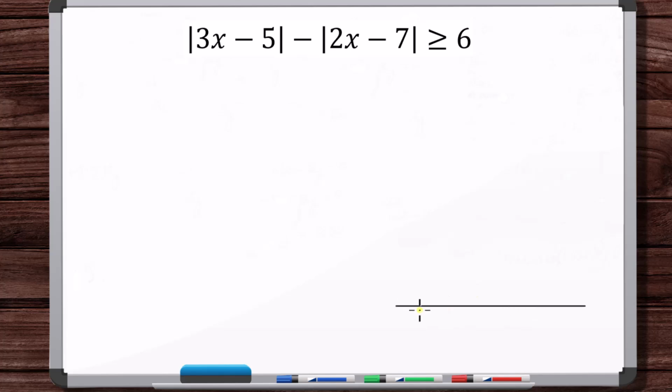Okay, let's draw the crossover points here. We've got 5/3 and 7 halves. So, okay, 5/3 is like 1 point something. 7 halves is 3 point something.